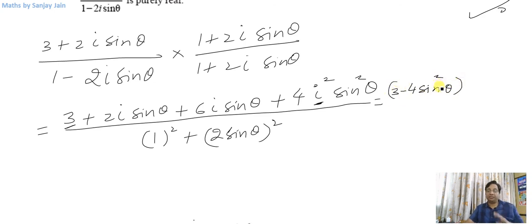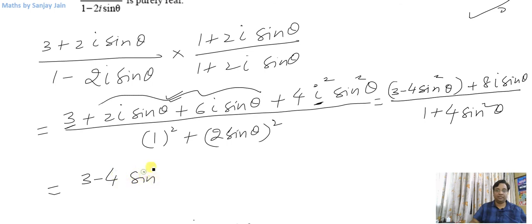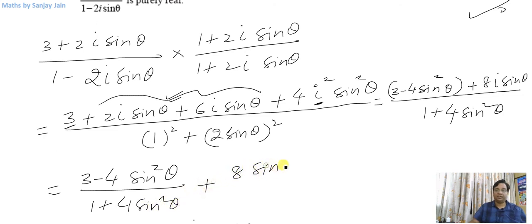I have separated it because this will become my real part of the numerator, and these two terms can be clubbed together and written as 8 iota sine theta, divided by 1 plus 4 sine square theta. Now I can separate these real part and imaginary part like this. This will be my real part, and what will be the imaginary part? 8 sine theta over 1 plus 4 sine square theta into iota. So this is the imaginary part.